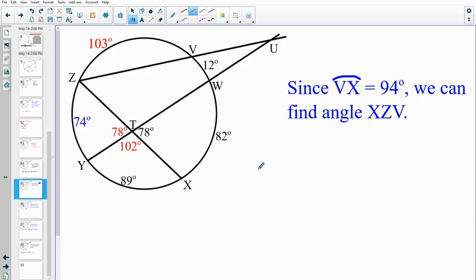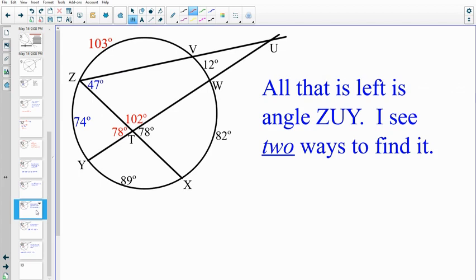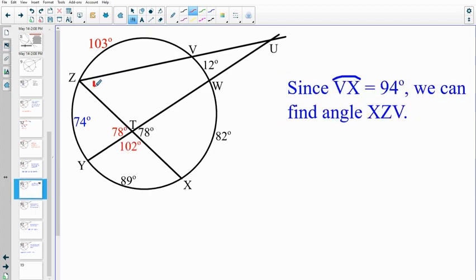Let's see, next we know that arc VX, this big arc right here, is 12 plus 82. I notice that I've got an inscribed angle over here. Angle XZV is an inscribed angle with an intercepted arc of 94 degrees, which means that angle must be half of 94 degrees, which is 47 degrees. So I'm just taking this intercepted arc, 82 and 12 is 94, and then half of that is 47.